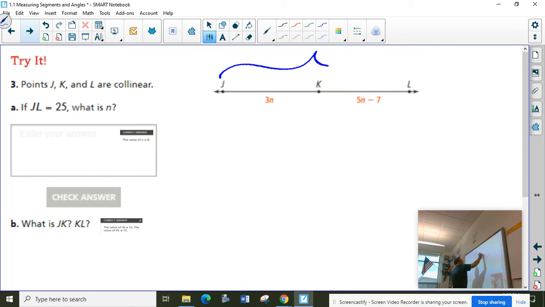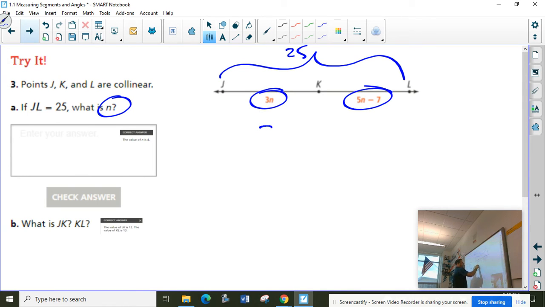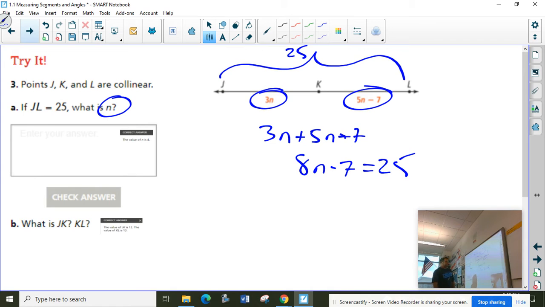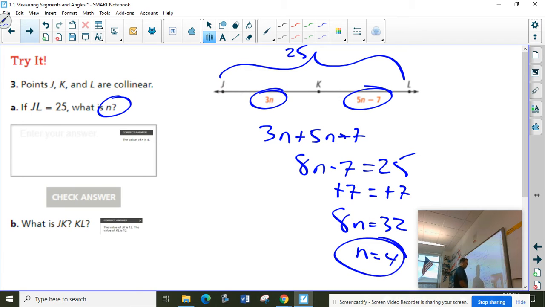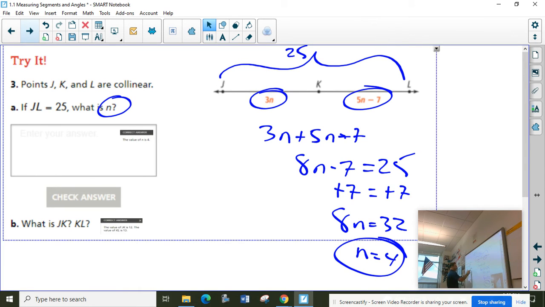So JL equals 25. This says simply what is n. All right, well, 25 is this whole thing. So this whole thing is this plus this. So you get 3n plus 5n minus 7. Okay, so we get 8n minus 7. But what do we know this whole thing equals? 25. Okay, we're going to add 7 to both sides. You get 8n equals 32, so you get n equals 4. So we already know now that n equals 4, which is great.